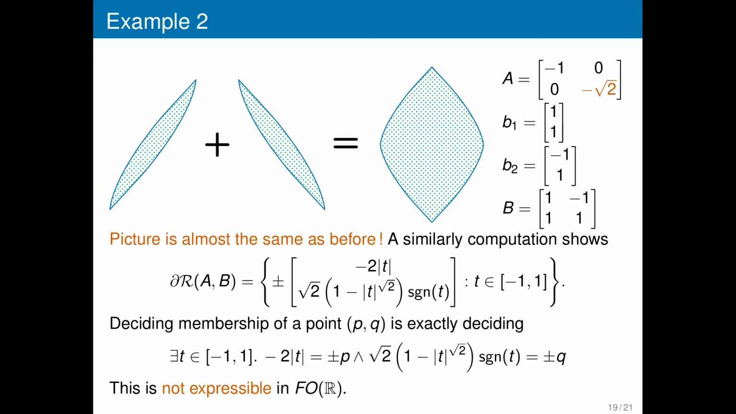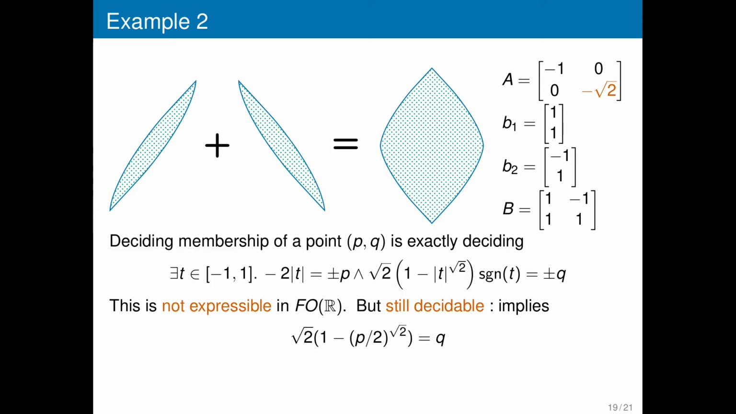This means that deciding membership of a point PQ in the boundary will now involve some non-polynomial equations, and we can only write them down using the exponential function. In other words, this is expressible in the first order theory of the reals with exponential, but not in the first order theory of the reals. However, in this case, we can still show decidability by noticing that the first equation implies, up to a sign, that p raised to the power of square root of 2 is equal to q.